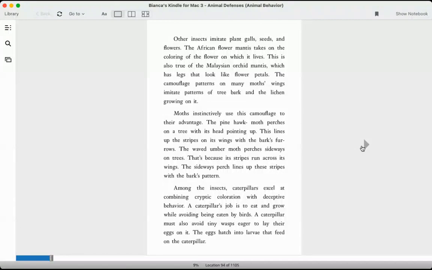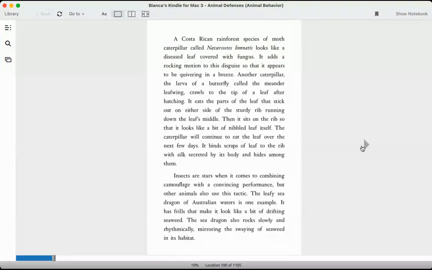Among the insects, caterpillars excel at combining cryptic coloration with deceptive behaviors. A caterpillar's job is to eat and grow while avoiding being eaten by birds. A caterpillar must also avoid tiny wasps eager to lay their eggs on it. The eggs hatch into larvae that feed on the caterpillar.